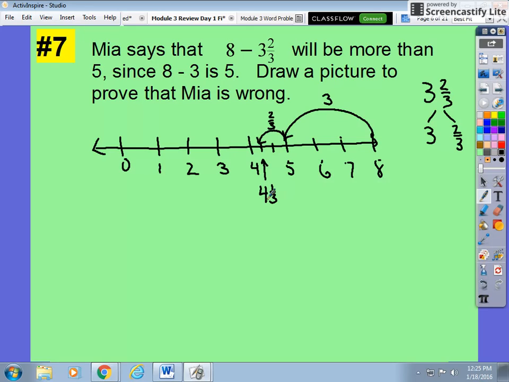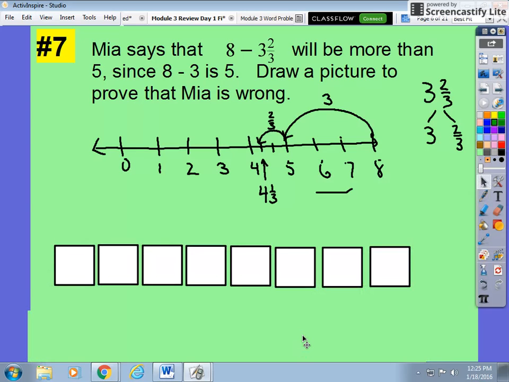And right there, that is one example of a model that would show that Mia is wrong. I can also do the rectangle models that we worked with, where we have 8 whole squares or rectangles, 1, 2, 3, 4, 5, 6, 7, 8, and we need to subtract 3 wholes of them. So I can show that I'm subtracting 3 wholes by saying this one's gone, this one's gone, and this one's gone with X's. And I still need to subtract 2/3, so I can divide this into thirds.